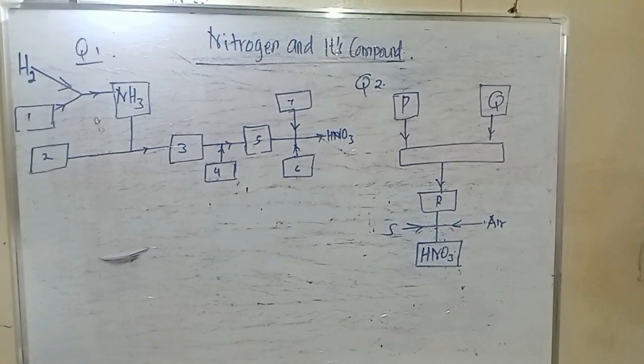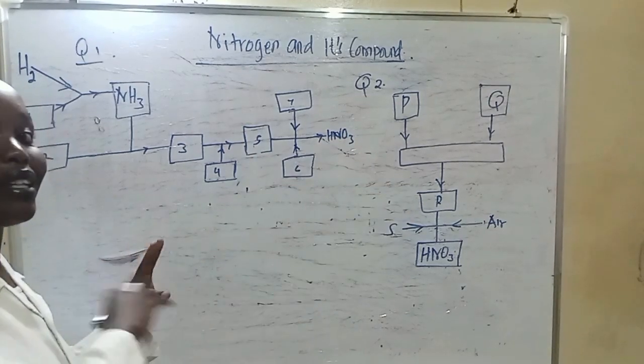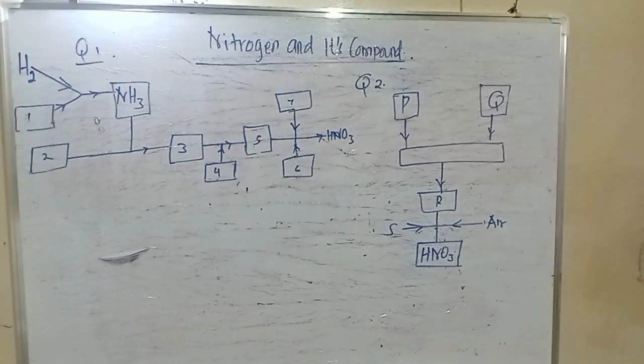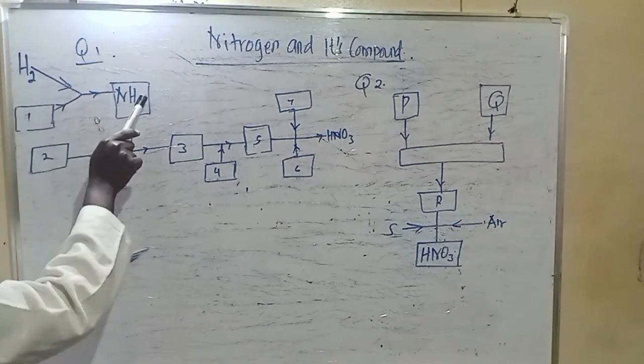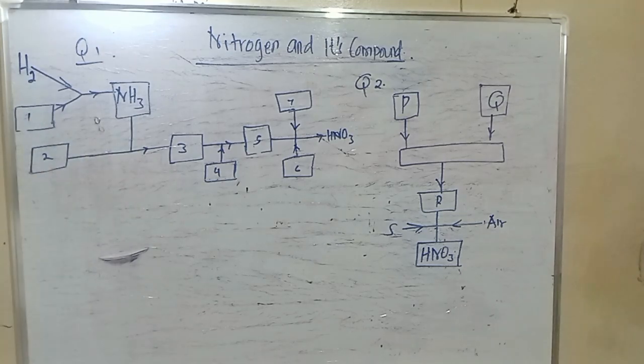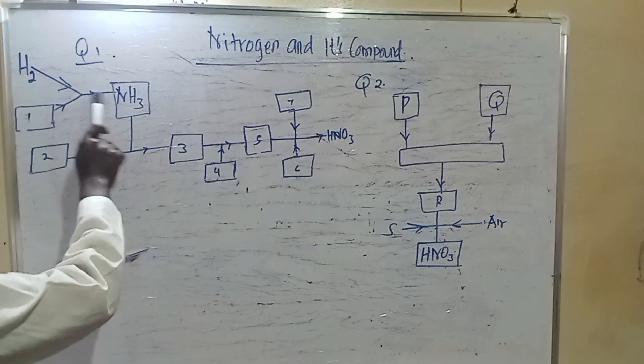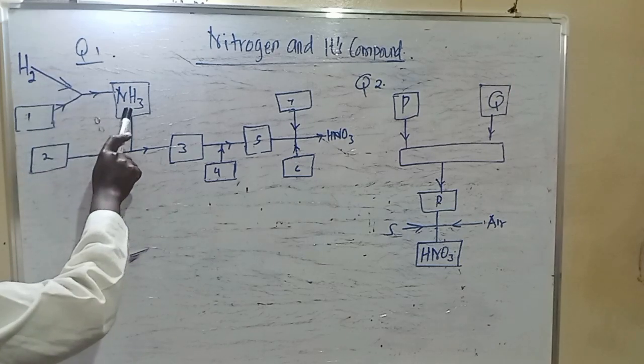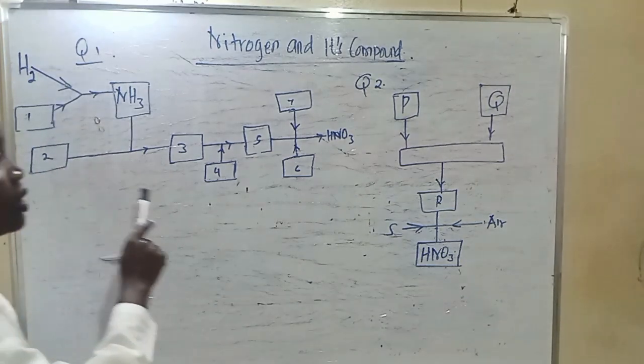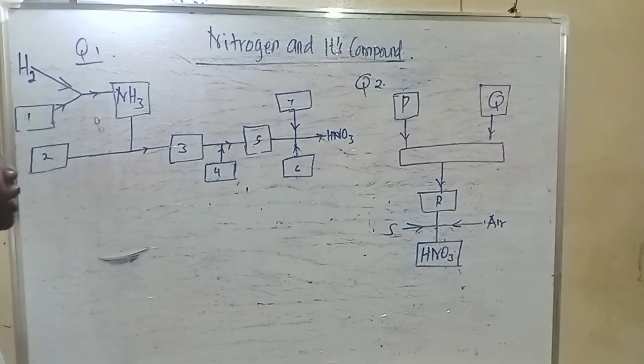As you can see in the first question, you have hydrogen. We said you're going to be guided by the flow or the direction of the arrow. So we can see we have our hydrogen coming this way, and we have number 1 there. We have a substance here that is coming like this, and you can see we have ammonia here. Do we have anything else? Yes, we have nitric acid.